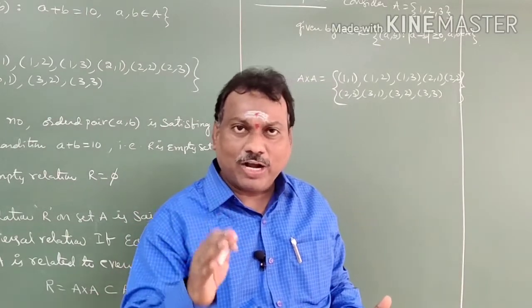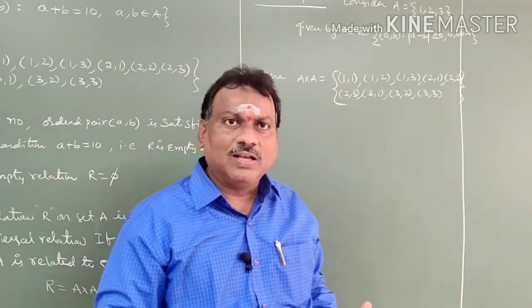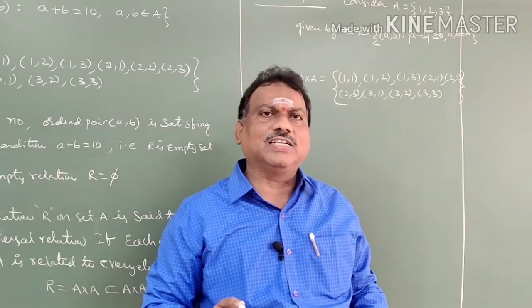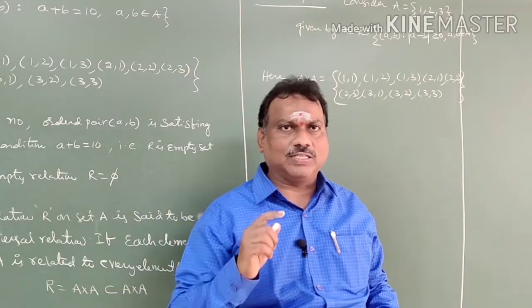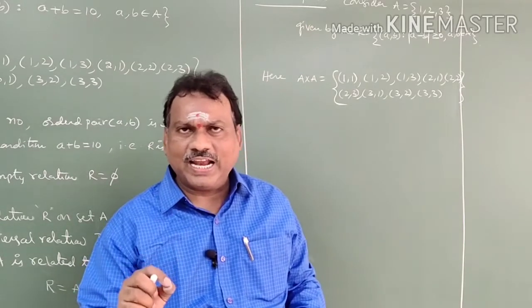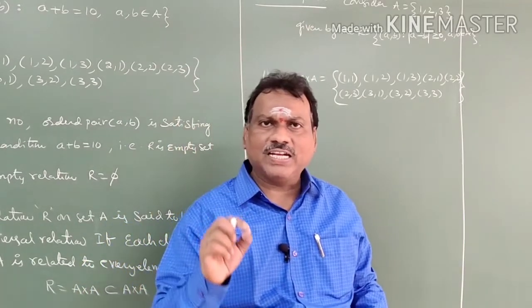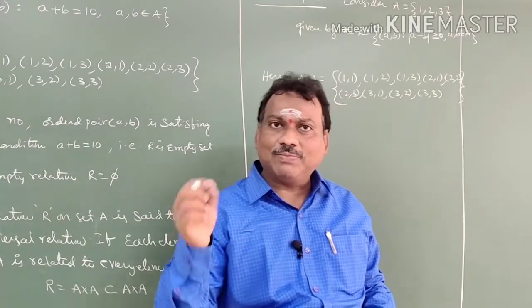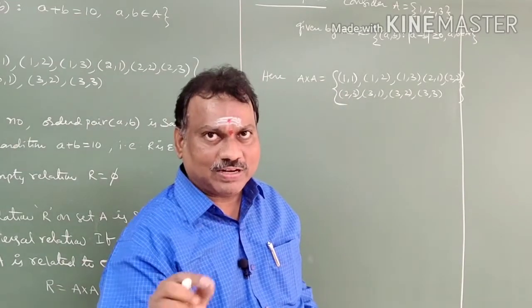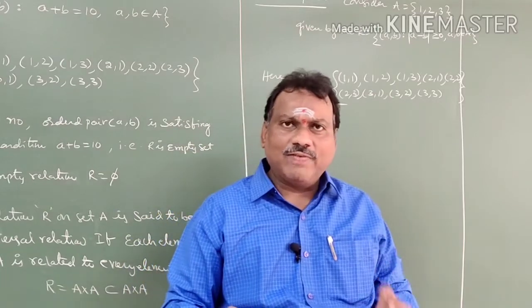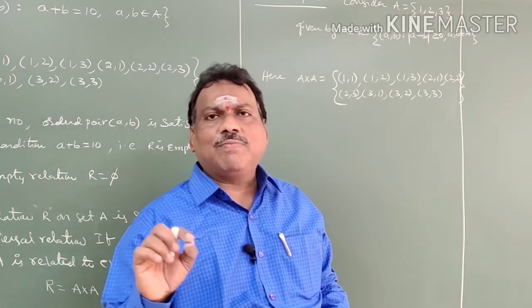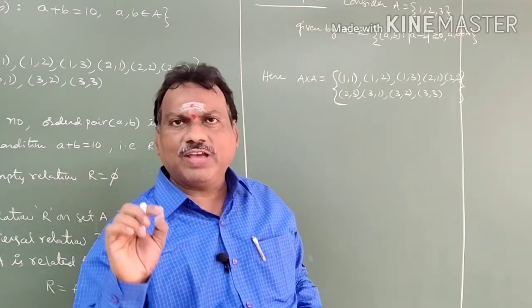And also one more important question for 1 mark: what is a trivial relation? What is meant by trivial relation? Very, very important for a 1 mark question. The universal relation and empty relation together are sometimes called a trivial relation. Once again I will repeat it: a universal relation and empty relation together are sometimes called a trivial relation.